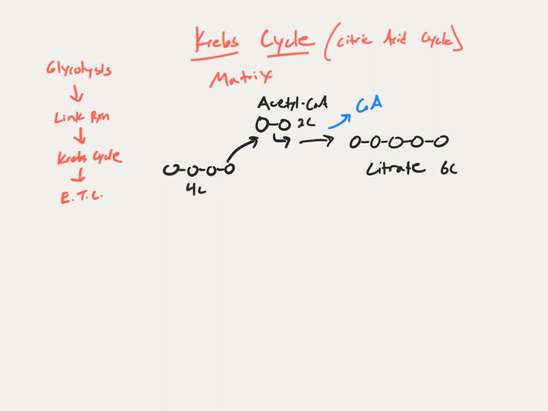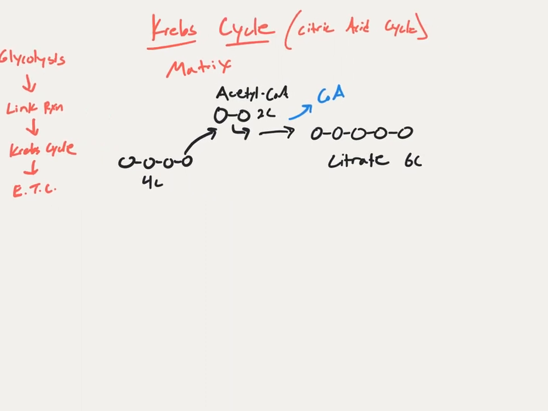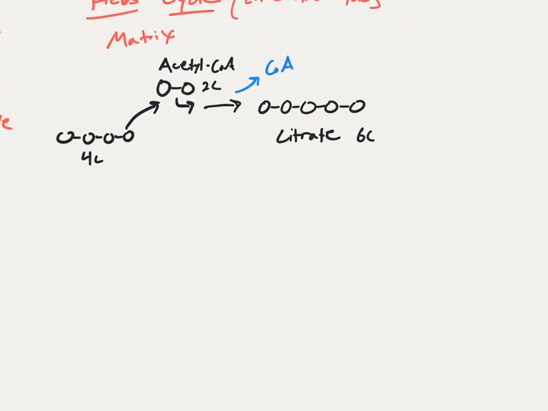Ultimately, we are going to end back up with this 4-carbon molecule, so we're going to make a big cycle, a big circle. That is CoA. So let's make that more legible. CoA.